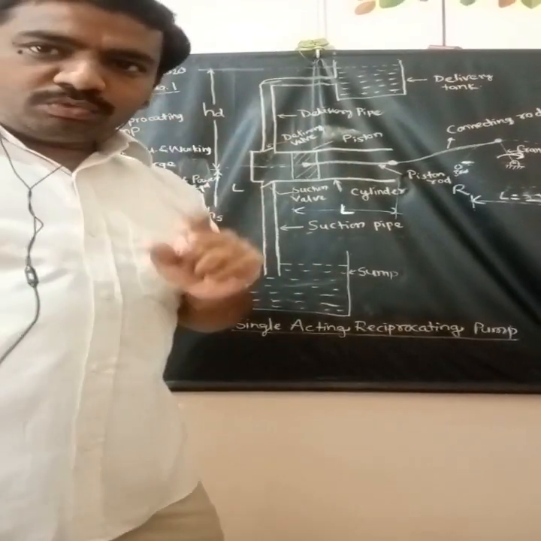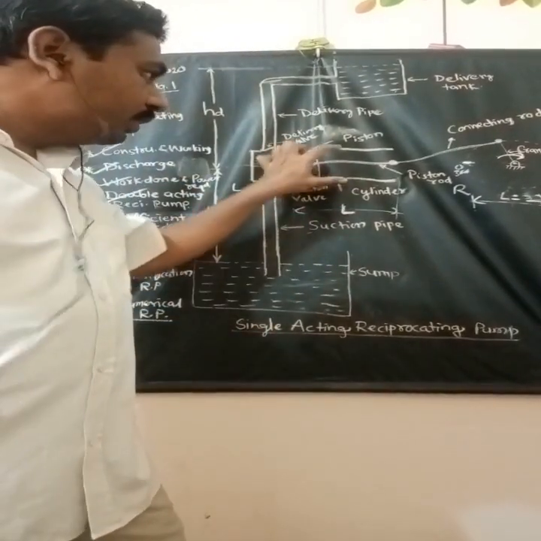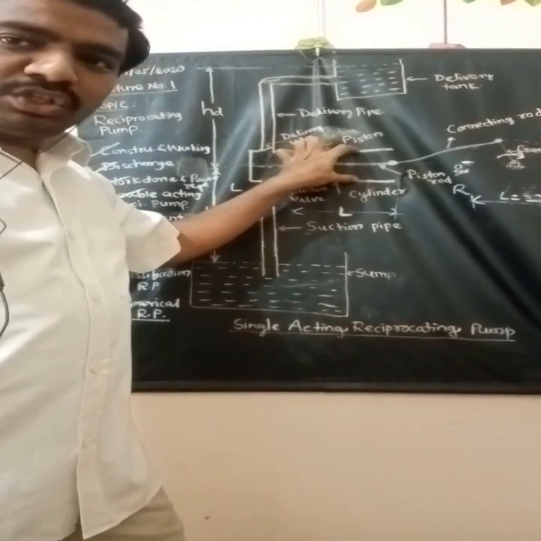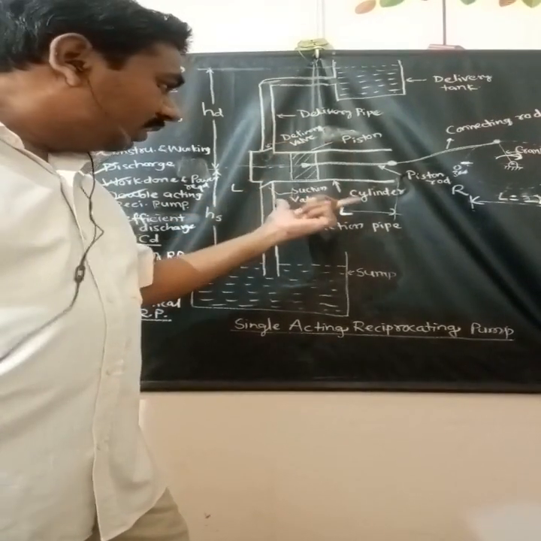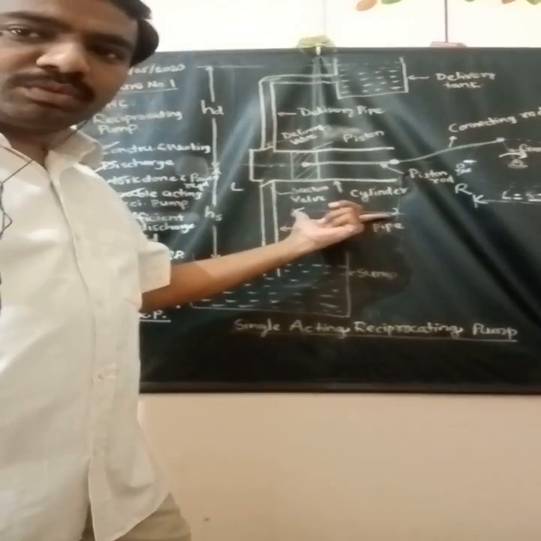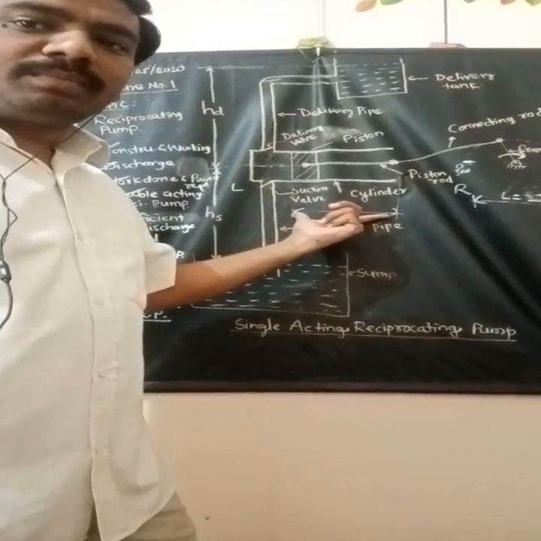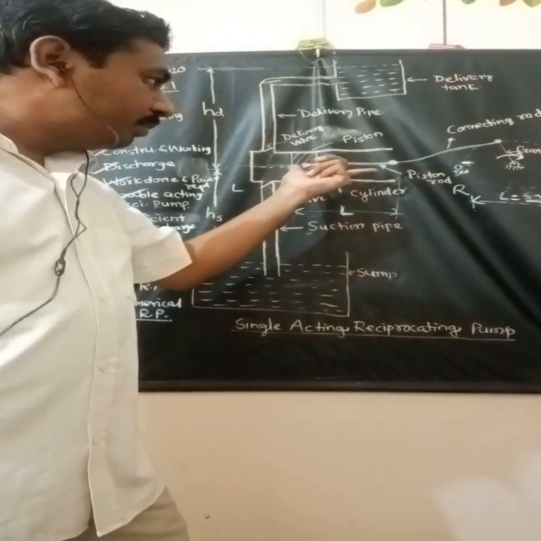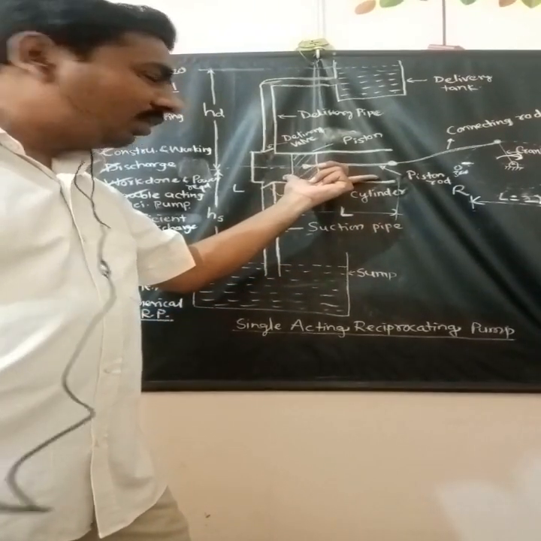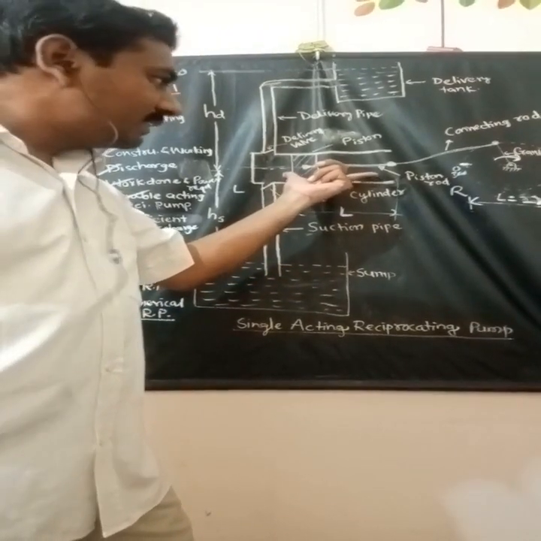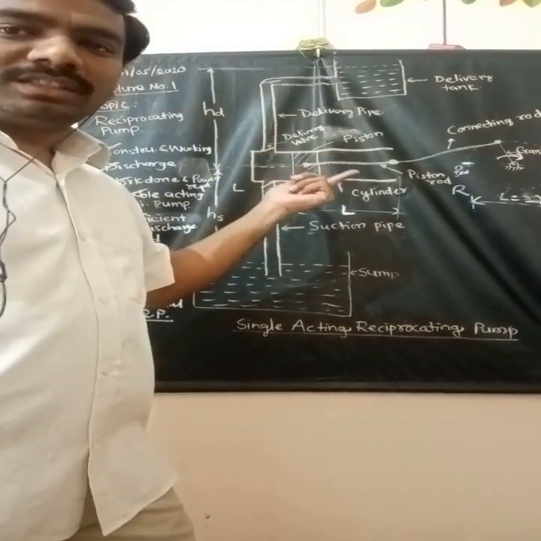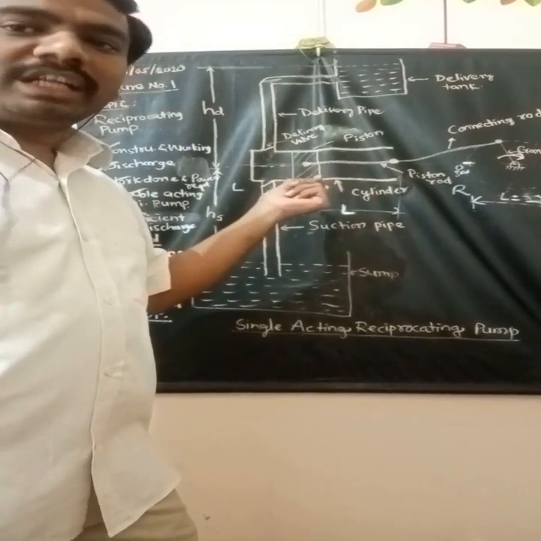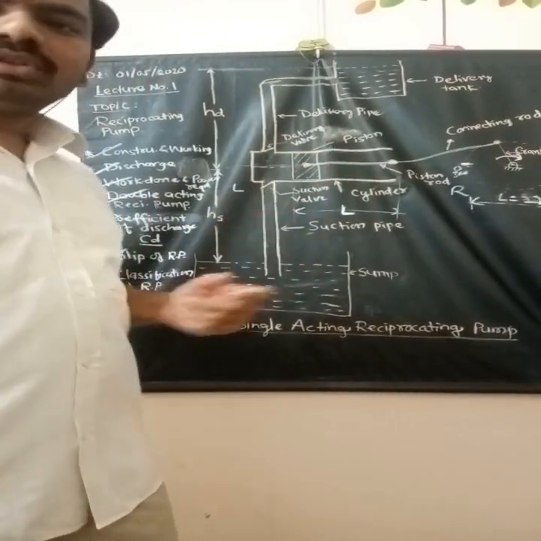That volume will be equal to the cross section area of the piston, or you can say the cylinder, times L, the length of stroke. So A into L represents the volume that is going to be displaced inside the cylinder during the suction stroke, and the same is discharged at the delivery tank during the delivery stroke. This is the amount of that volume.